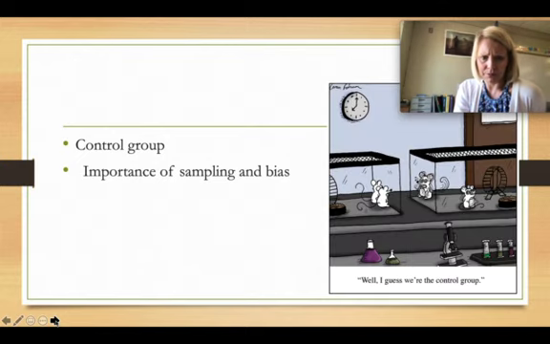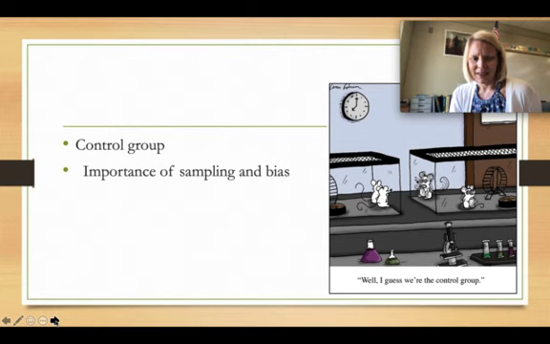So there you see the cartoon. I don't like those little things, but the one group you can see here is all freaking out and just high strung, and this group over here is just chilled and they're fine. And they said, well, I guess we're the control group. They're the ones who are not being manipulated. They're not having anything done to them.